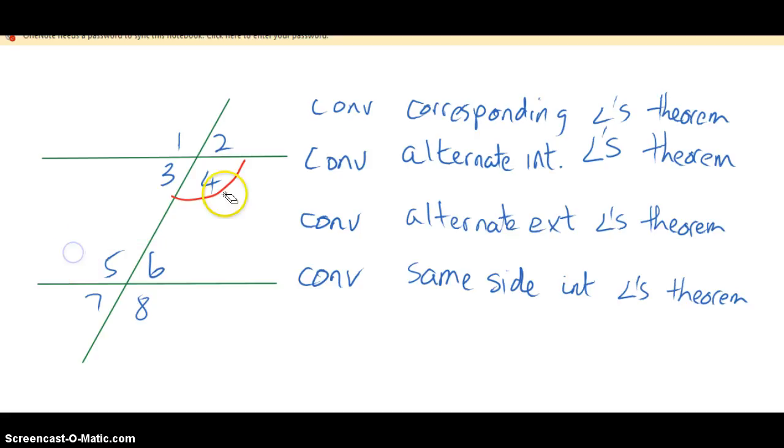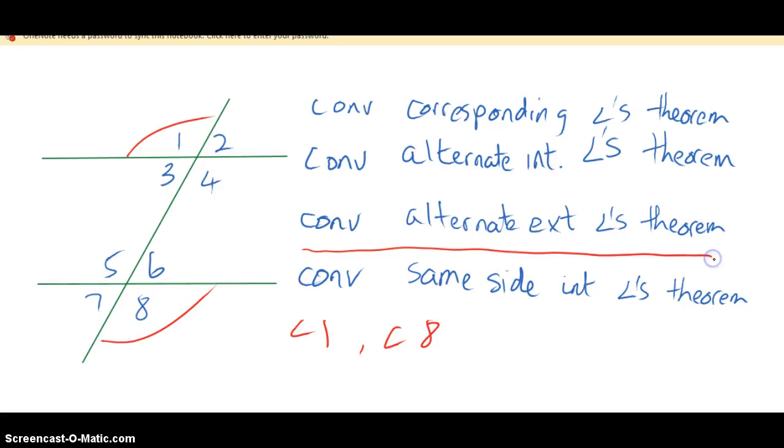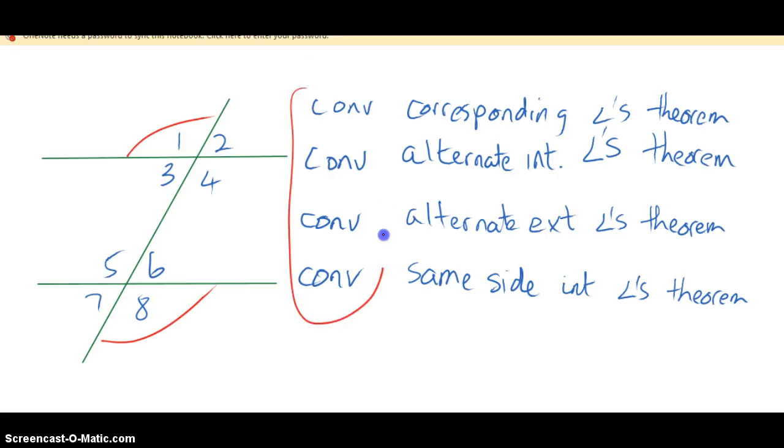How about if this time we choose the angles, I don't know, angles 1 and 8. If those angles are congruent, then which theorem proves that the lines are parallel? Well, 1 and 8 is here and here. They are alternate exterior, so the reason the lines are parallel is by the converse of the alternate exterior angles theorem. You always have to remember that whenever we're proving lines parallel, it's always going to be converse of. Don't forget that, very important.